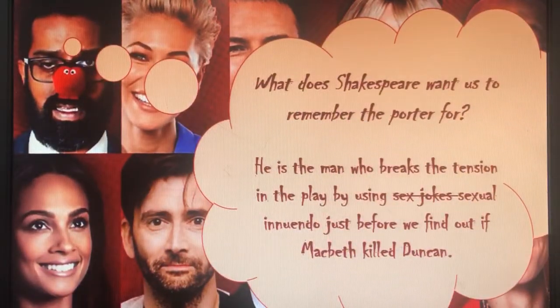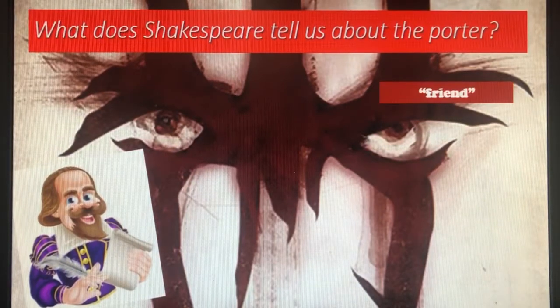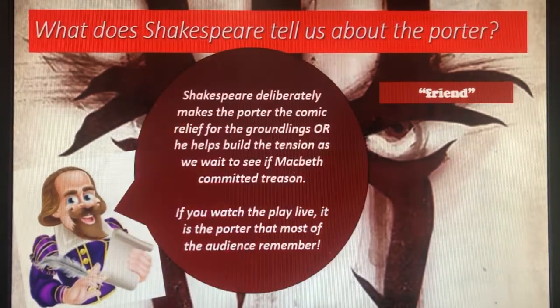What does Shakespeare want us to remember the porter for? Well, he's the man who breaks the tension in the play by using sexual innuendo just before we find out that Macbeth killed Duncan. He is, in effect, then, the light relief in one of the most serious parts of the play. Well, the only thing Shakespeare really tells us about the porter is that he is a friend. Shakespeare deliberately makes the porter the comic relief for the groundlings, or he helps build the tension as we wait to see if Macbeth committed the crime of treason. If you watch the play live, it's probably the porter that you remember the most.